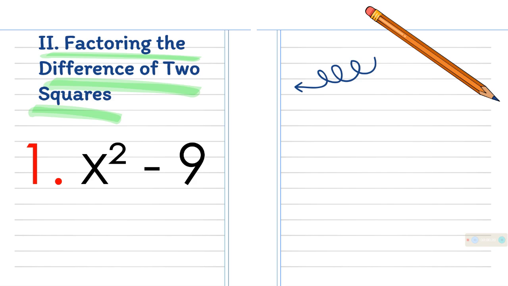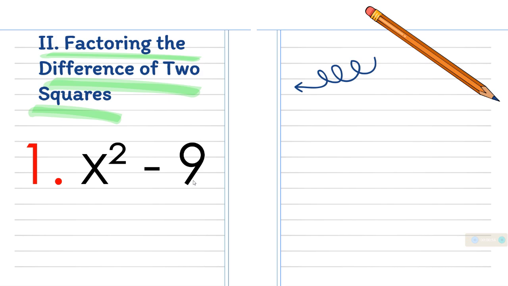X squared minus 9. But before we proceed with factoring, let us have the characteristic of difference of two squares. It is called difference because you will always see the negative sign or minus sign on the middle of the two terms. Of two squares means that the first term and the second term of the given binomial are both perfect squares. Okay? So let's now proceed with the factoring.